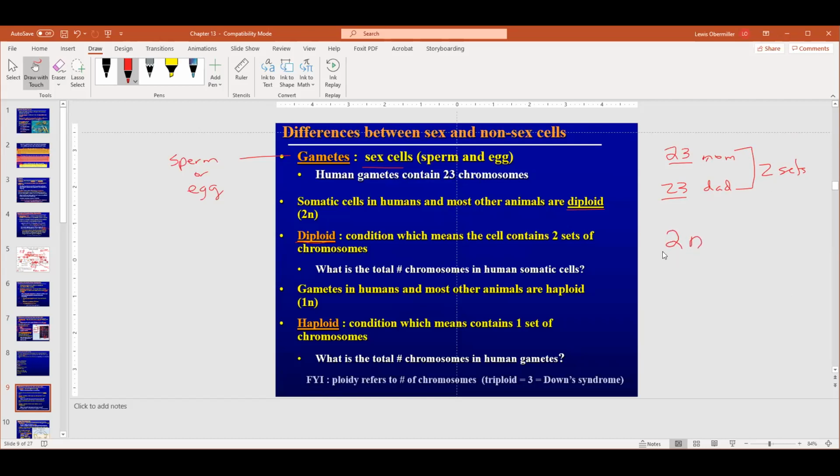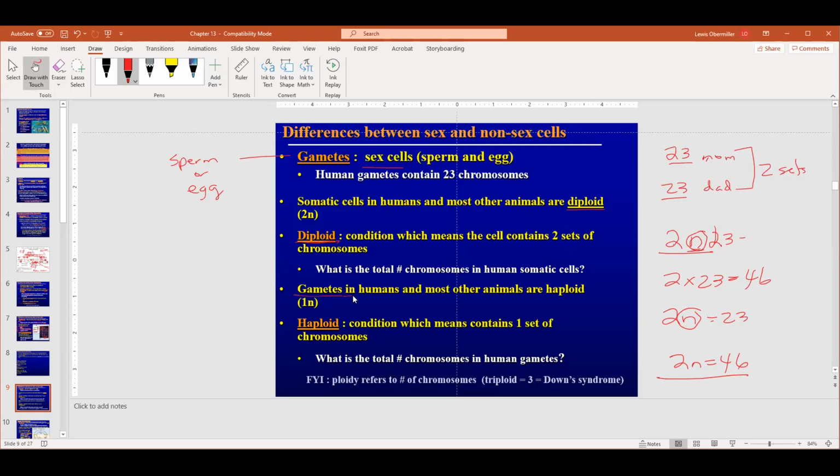2n, because we have 2, and then the number is 1. This n number is 23, which is what n represents. So 2 times 23 is 46. So 2n, since n in humans is 23, 2n equals 46. All right. And that represents a term called diploid, right?